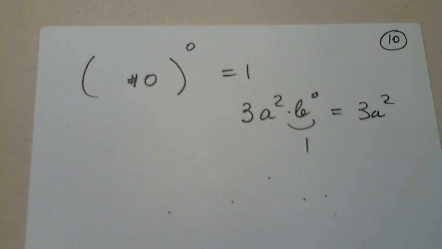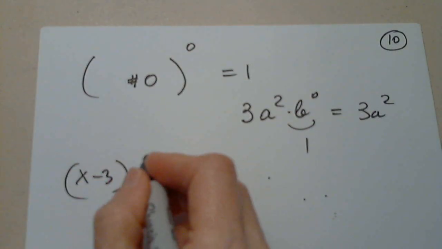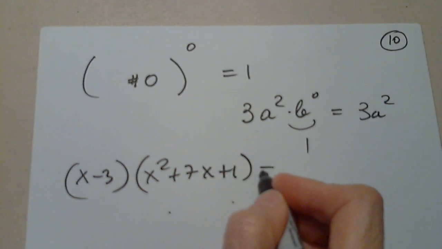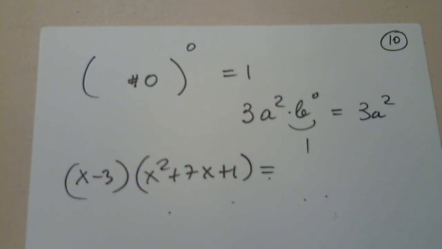Good. So here we have a binomial times a trinomial. Let's practice with this for 1 minute. So x minus 3 in parentheses, and then x squared plus 7x plus 1.